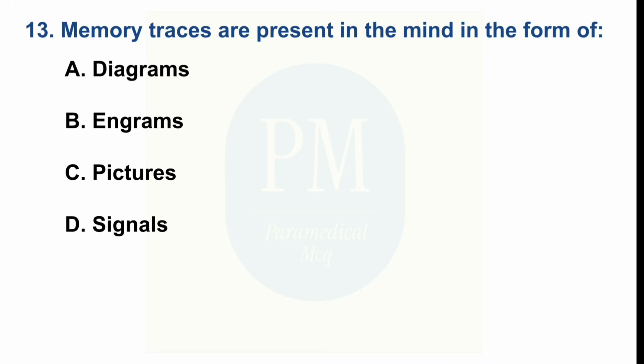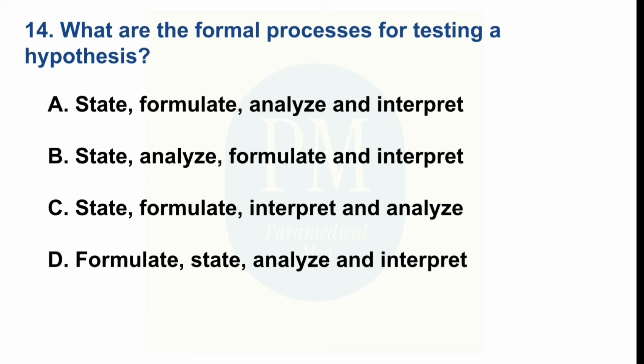Memory traces are present in the mind in the form of option A, diagrams. Option B, engrams. Option C, pictures. Option D, signals. The correct option is option B, engrams.